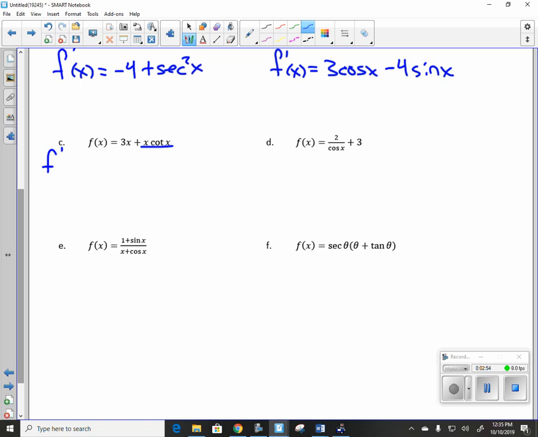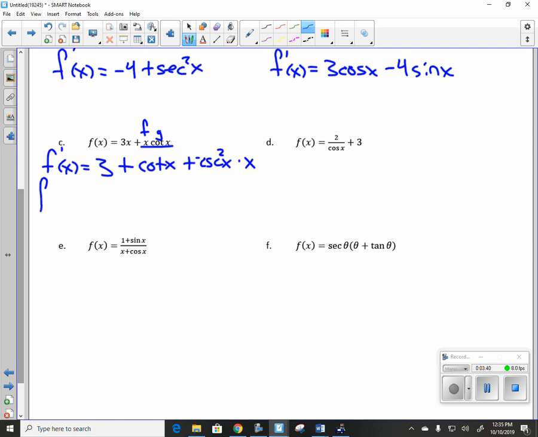So I have f prime of x is equal to, the derivative of 3x is just 3, but then for x cotangent of x, I'm going to call this f, and I'm going to call this g. And remember that the derivative, using the product rule, is f prime g plus g prime f. So I just leave the 3 off to the side, plus, what's the derivative of x? 1 times cotangent of x. Plus, what's the derivative of cotangent? Negative cosecant squared of x times x.